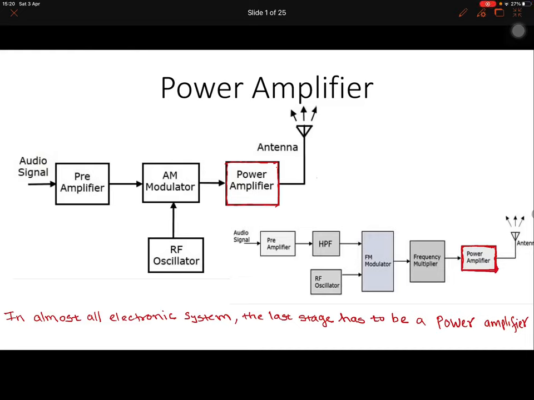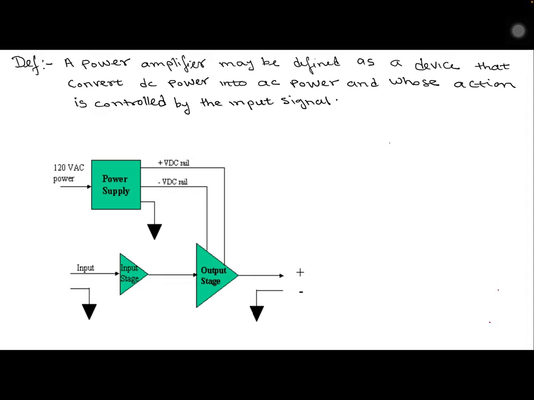Today we are going to discuss power amplifier. Here you can see two transmitters. First circuit or first block diagram is AM transmitter and second is FM transmitter. In both the transmitters, the last block is power amplifier. So from this we can conclude that in almost all the electronic systems, this last stage has to be a power amplifier. Now the question arises, what is power amplifier?